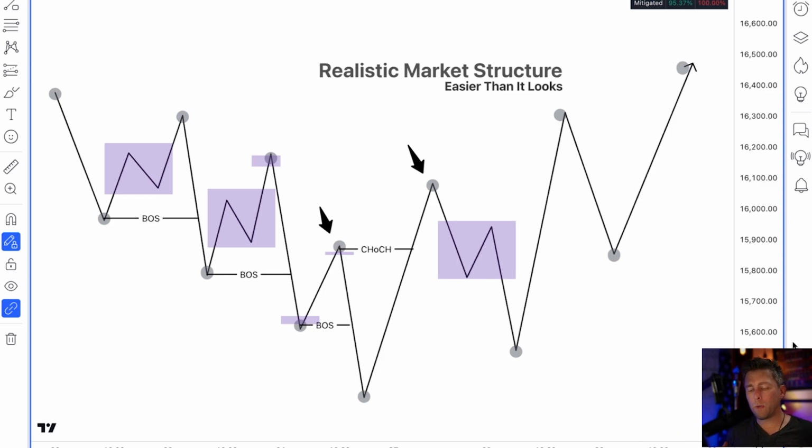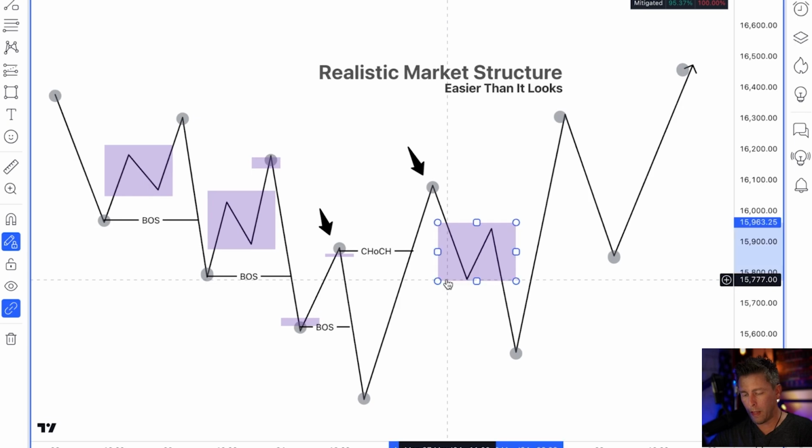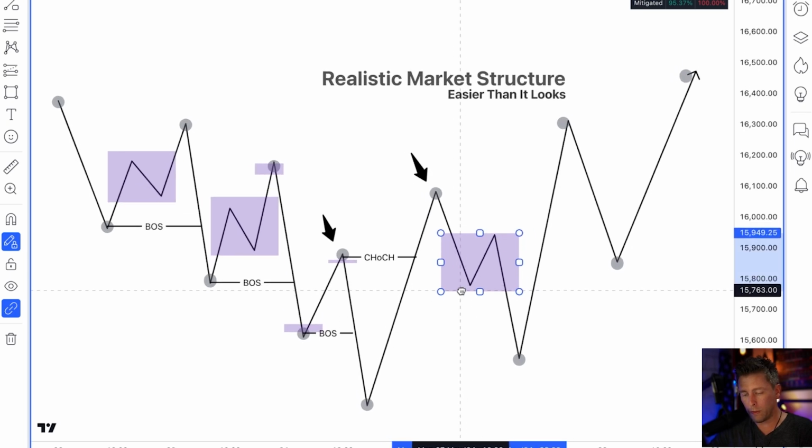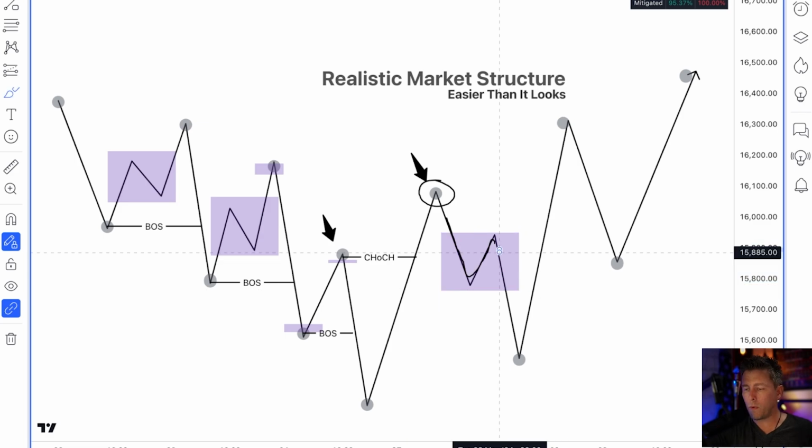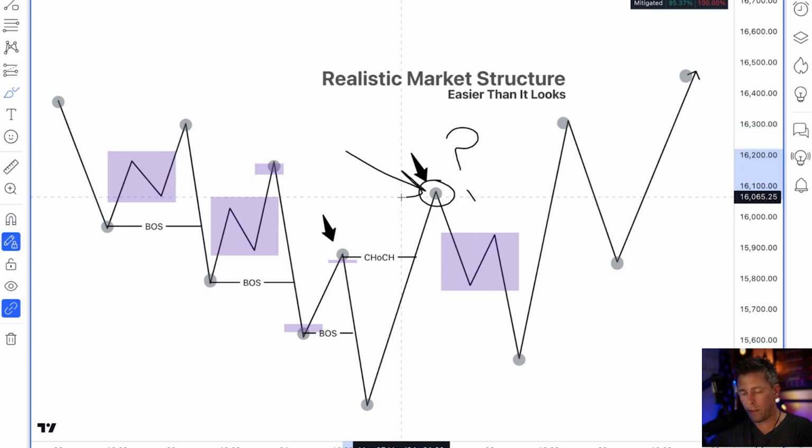Now, before I move forward, how do you determine what internal structure is versus external? How do we know that this is internal structure rather than external structure? All you're going to do is ask one simple question. What created this high? You would see that this low created that high. And so therefore, anything in between those two points, you can ignore. That's going to be your internal structure.